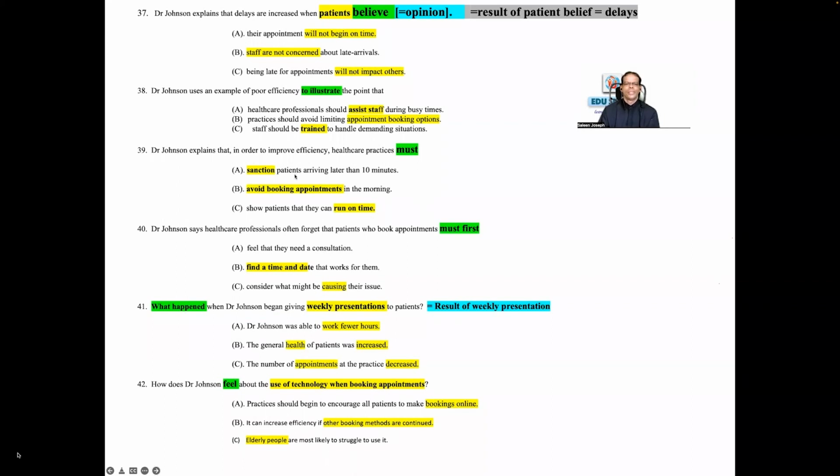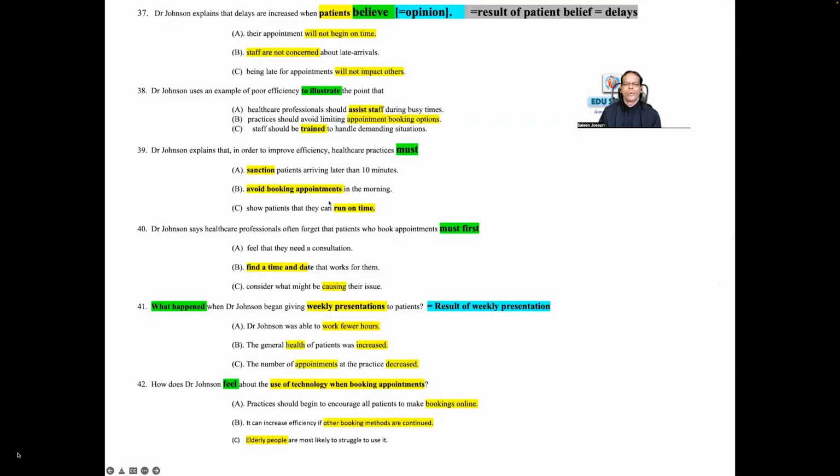Now, sanction patients means punish patients. Those who come more than 10 minutes late will see the doctor only in the afternoon, or beat them up 10 times, or make them kneel down. Some punishment. Is it possible? Normally, no. Normally you don't do that, right? Because they will come a little late, but they will enter the slot and they will be delayed when they come out.